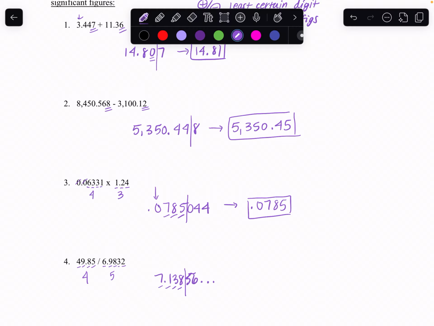If I look to the right of the 8, I see a 5. Okay? That 5 means I'm going to round up. So with rounding, my new answer should be 7.139.